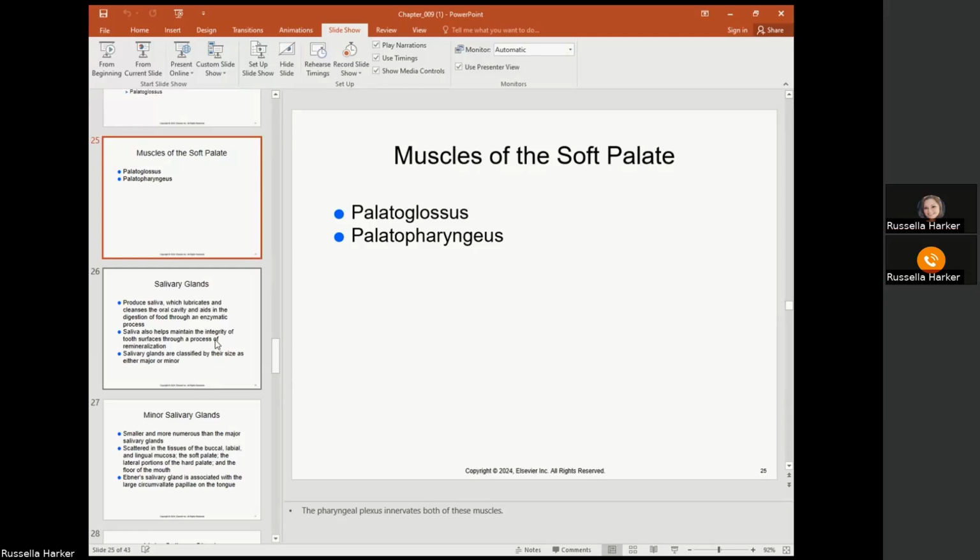So the palatoglossus function is to elevate the base of the tongue, arching the tongue against the soft palate and depressing the soft palate toward the tongue. The palatopharyngeus forms the posterior pillar and fauces, and it serves to narrow the fauces and helps to shut off the nasopharynx.